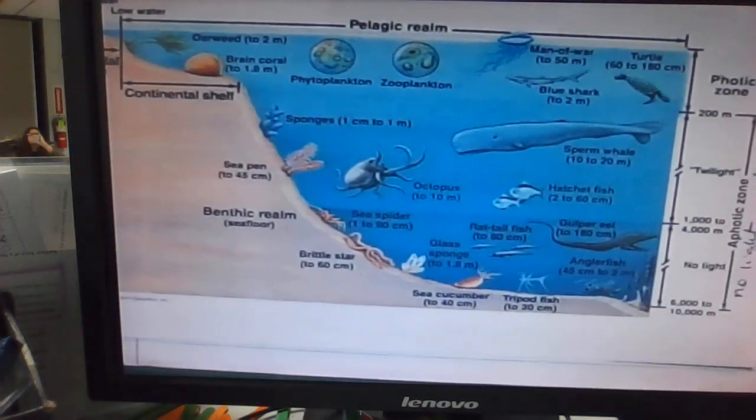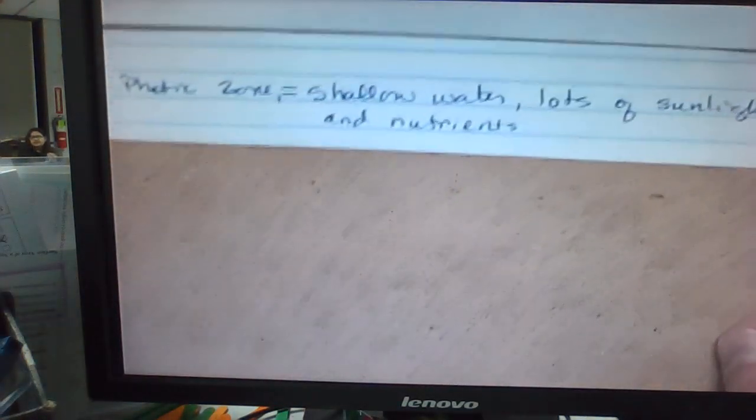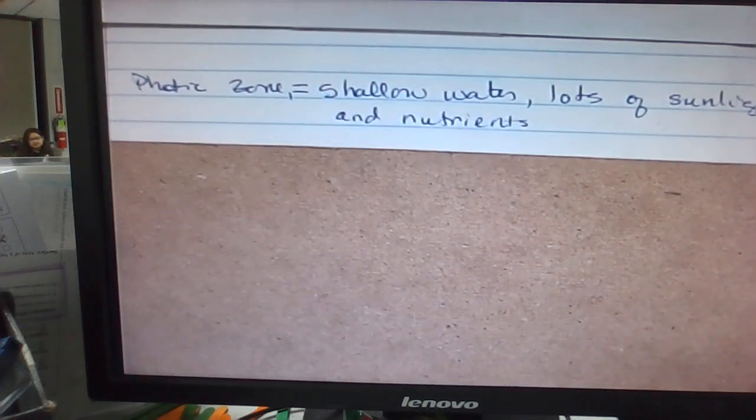All right, second diagram that we have. These regions that we're looking at, these regions more in terms of how much light there is. Photic zone: photograph, photosynthesis, photoreceptors, light. The photic zone, this is an area of shallow water, and so there's lots of sunlight that's able to penetrate through. Lots of nutrients available. Photic zone, shallow water, lots of sunlight and nutrients.